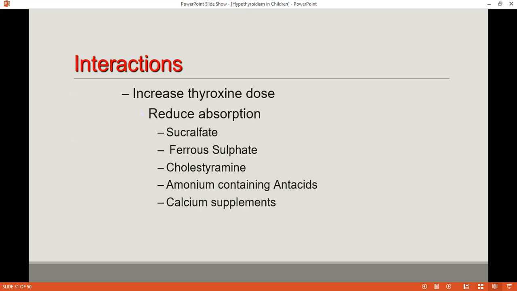So this slide shows the interactions with thyroxine. Increase the thyroxine dose when there is reduced absorption, like with ferrous sulfate, cholestyramine, sucralfate, aluminum-containing antacids, and calcium supplements. These drugs reduce the absorption of thyroxine. So in this case, the dose should be increased.